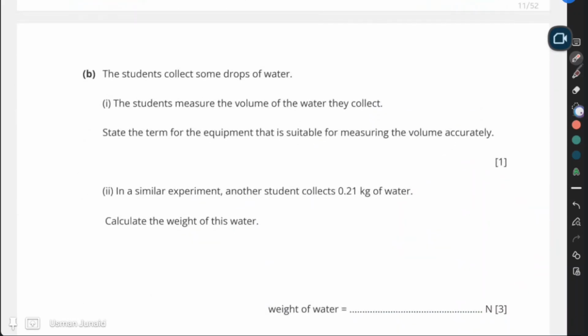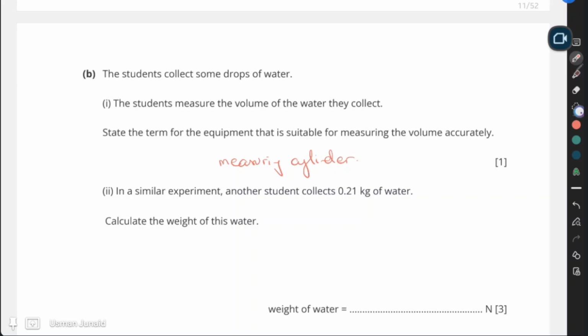The student collects some drops of water. The student measures the volume of the water they collect. State the term for the equipment that is suitable for measuring the volume accurately. What is the apparatus used? It's called a measuring cylinder. Make sense?